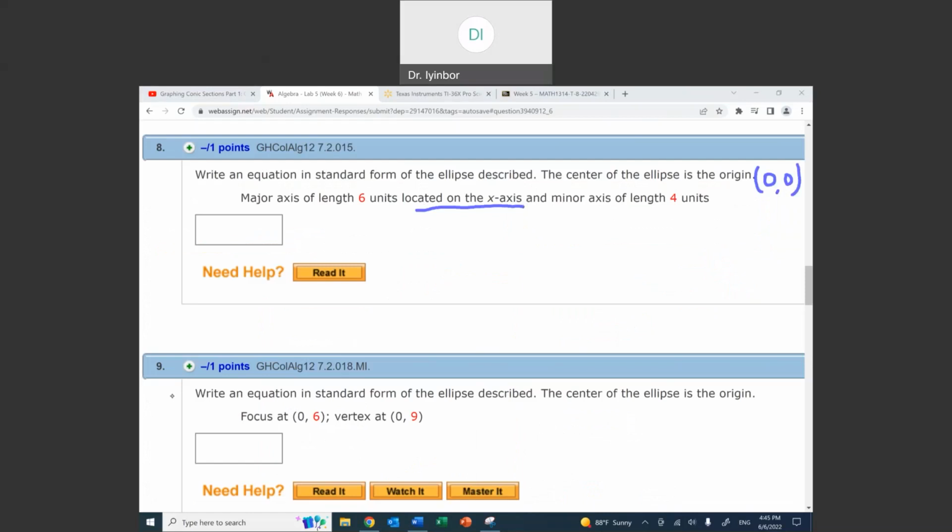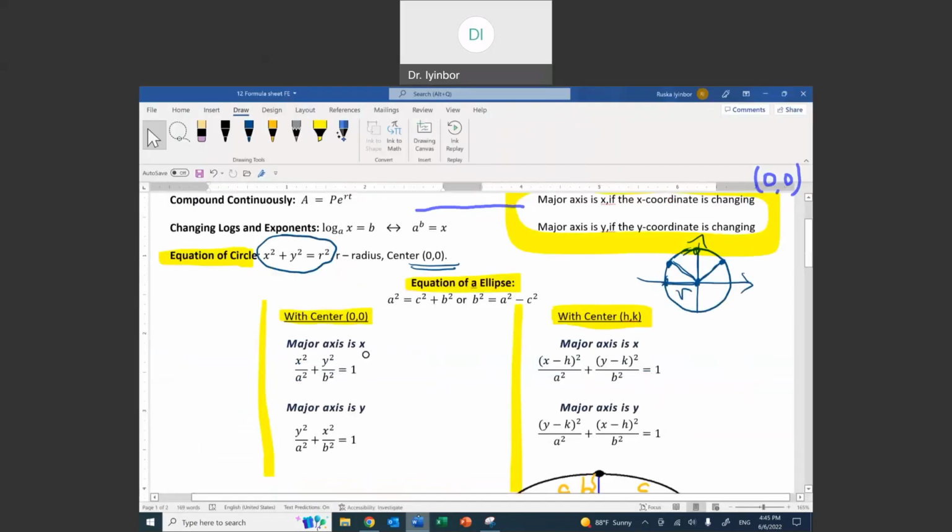So going back to my formula sheet, which one is going to be my equation? Center 0, 0, major axis x. So this is going to be my answer. My answer is going to look like x squared over a squared plus y squared over b squared equals 1.